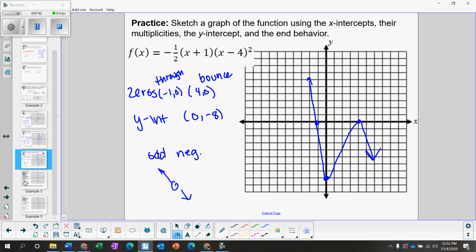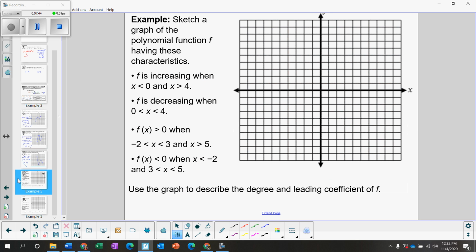The last problems we're going to do, we're not going to focus a lot on these, but we are going to give them a try. So here, they're telling us a few things. F is increasing when x is less than 0 and bigger than 4, and it's decreasing between 0 and 4. It's positive between -2 and 3. So that's really where I'm going to start my problem.